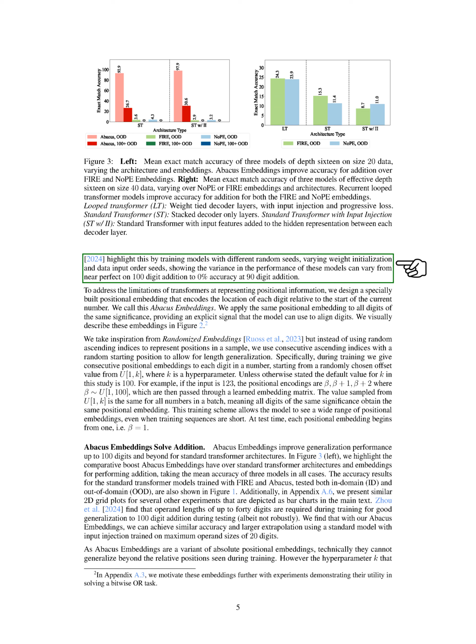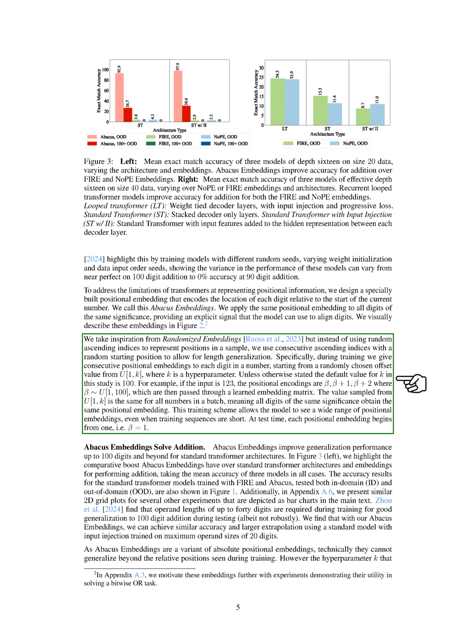To overcome these limitations, we introduced abacus embeddings, a specially designed positional embedding that encodes the location of each digit relative to the start of the number. These embeddings help the model align digits by providing a clear signal for positional information. We used consecutive ascending indices with a random starting position to allow for better generalization.